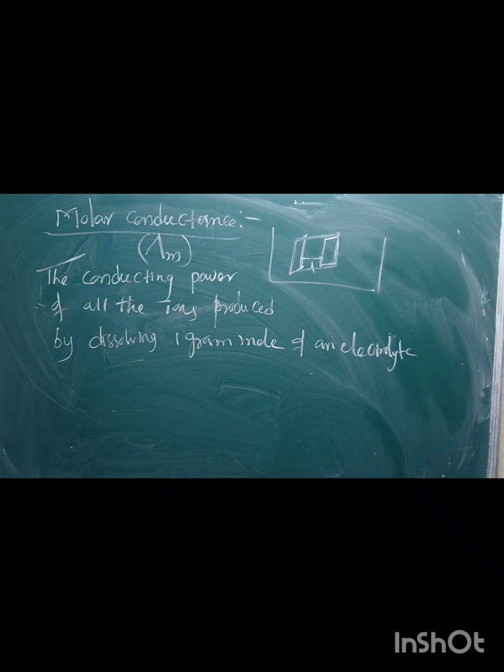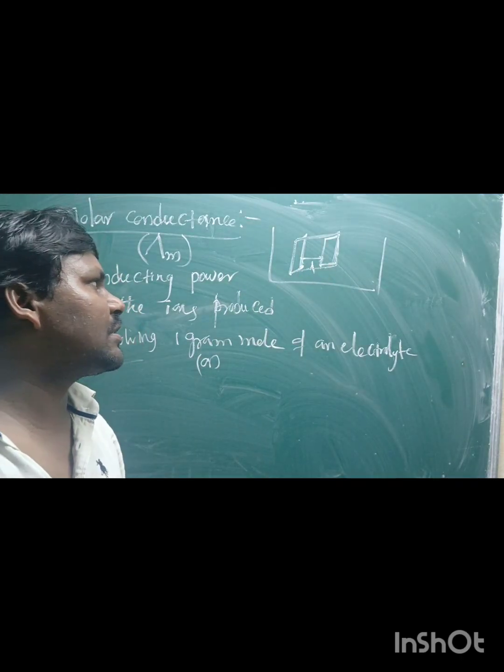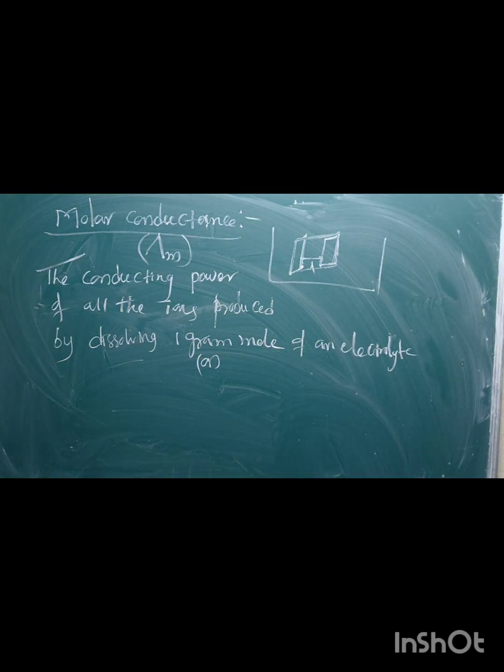It is denoted by the symbol lambda m. One more definition: the conductance of a volume of the solution containing 1 gram molecular weight of the electrolyte, placed between two electrodes and separated by unit distance, 1 centimeter or 1 meter, is called molar conductance. The conductance of a volume of solution containing 1 mole.